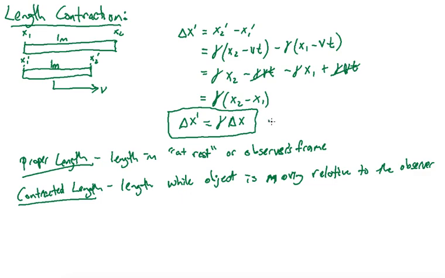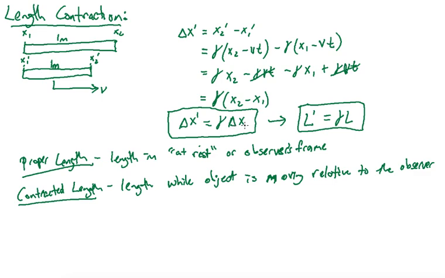Another way you can write this: delta x is just L prime, the length of it, and gamma L. I don't know which way you're going to see it more often, but they mean the same thing. So that's the contracted length and the proper length.